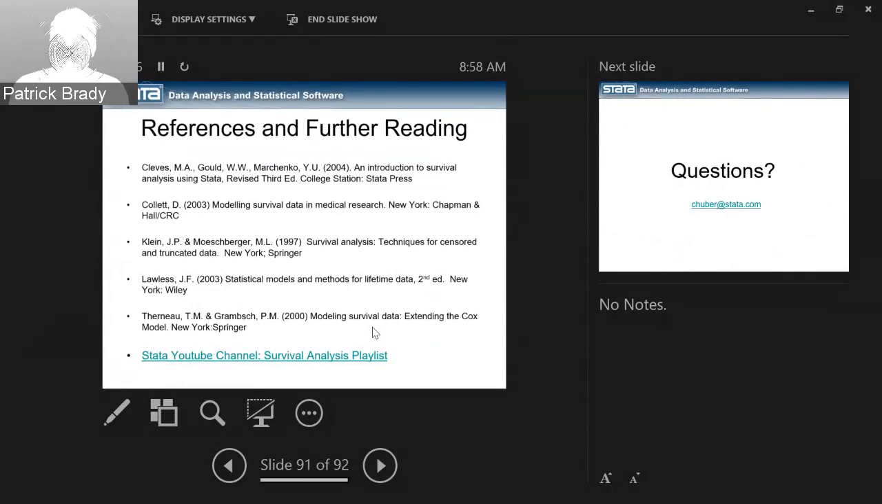References, obviously that Stata Press book. I need to update the date on that. And these are some of my other favorite books. We also have an entire playlist on our Stata YouTube channel that shows how to do pretty much everything I just showed you here. I don't know how much parametric there is.